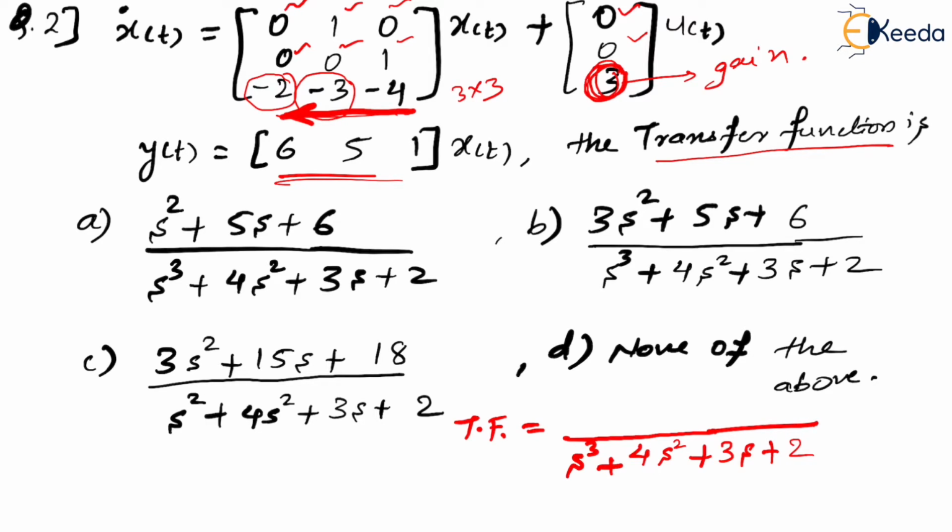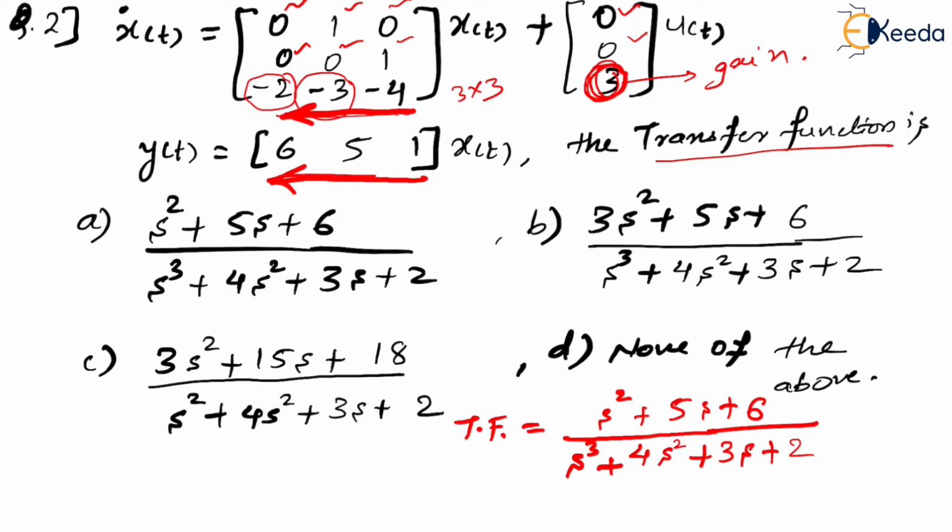Now, what about the numerator? For the numerator, you have to just simply go in the reverse order without changing the sign. So s squared is going to be the same. Plus, yes, reverse order, 5 will come and 6 will come. So it becomes s squared plus 5s plus 6. Is that correct? Yes, definitely.